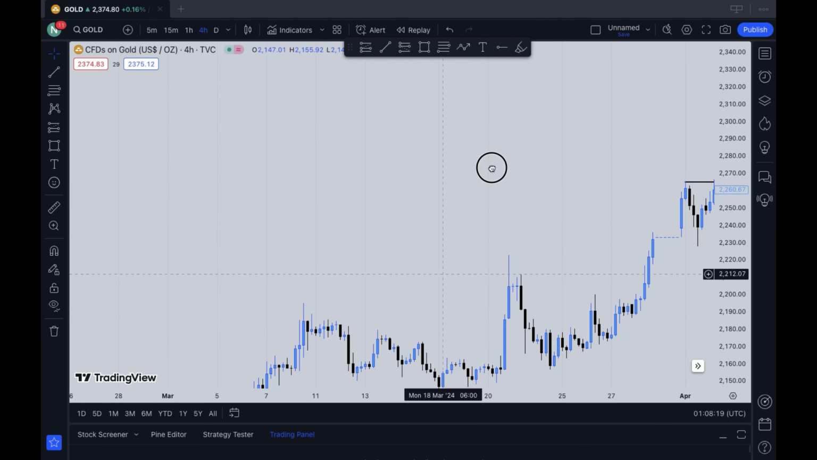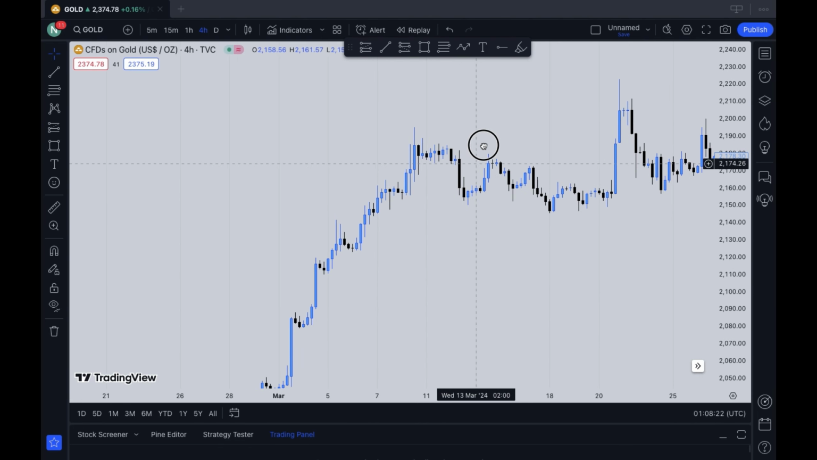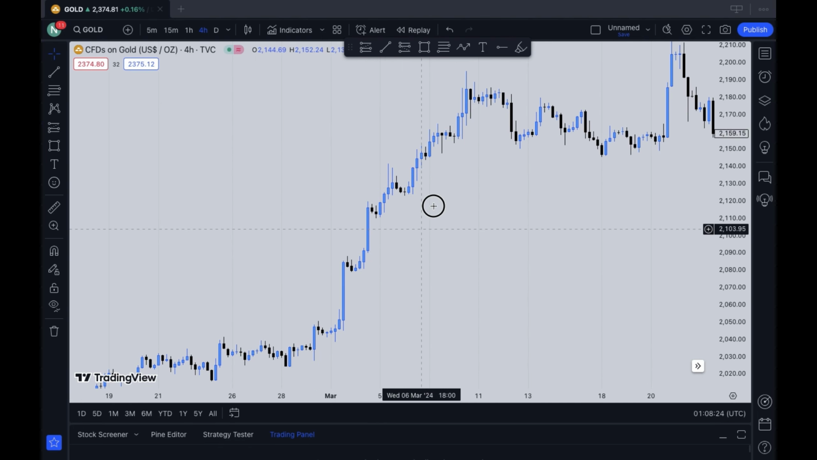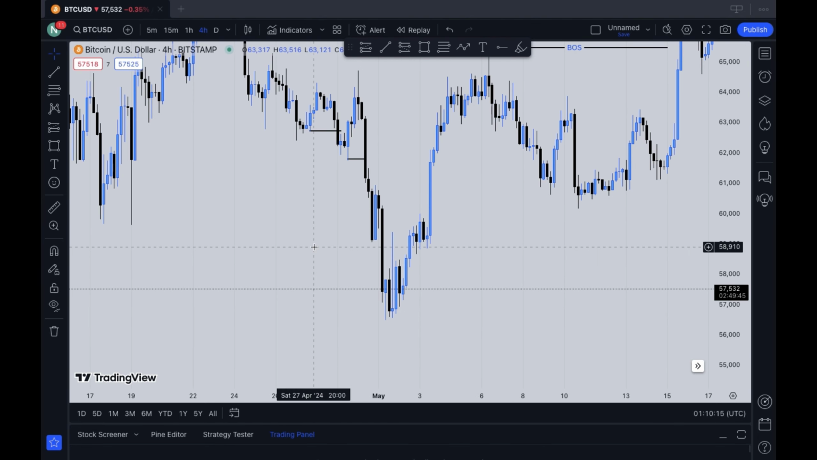Now we are going to be learning how to apply the concept of break of structures to give us good trade entries.